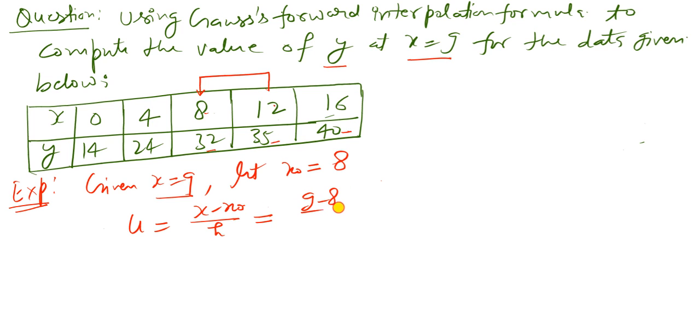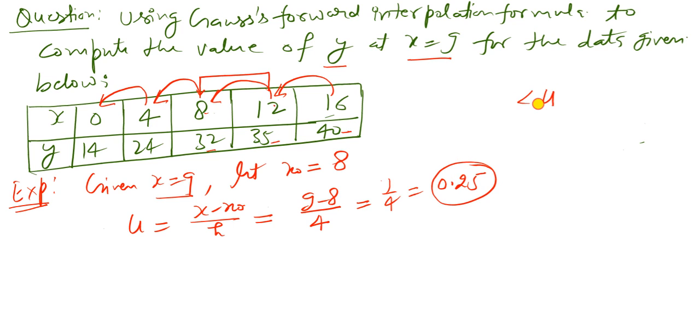This will be 9 minus 8 upon h, where h is the difference between the x arguments: 4 minus 0 is 4, 8 minus 4 is 4, 12 minus 8 is 4, 16 minus 12 is 4, so h is equal to 4. So this is 1 upon 4, that is 0.25, and this value 0.25 lies between 0 and 1. So Gauss forward interpolation formula is applicable.